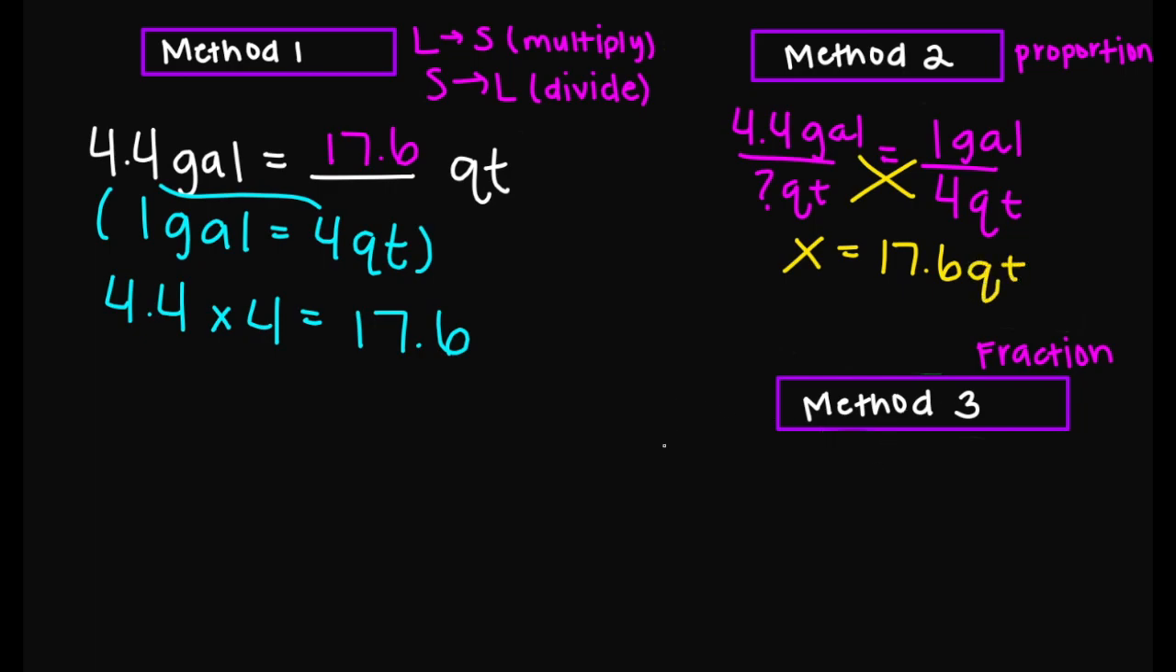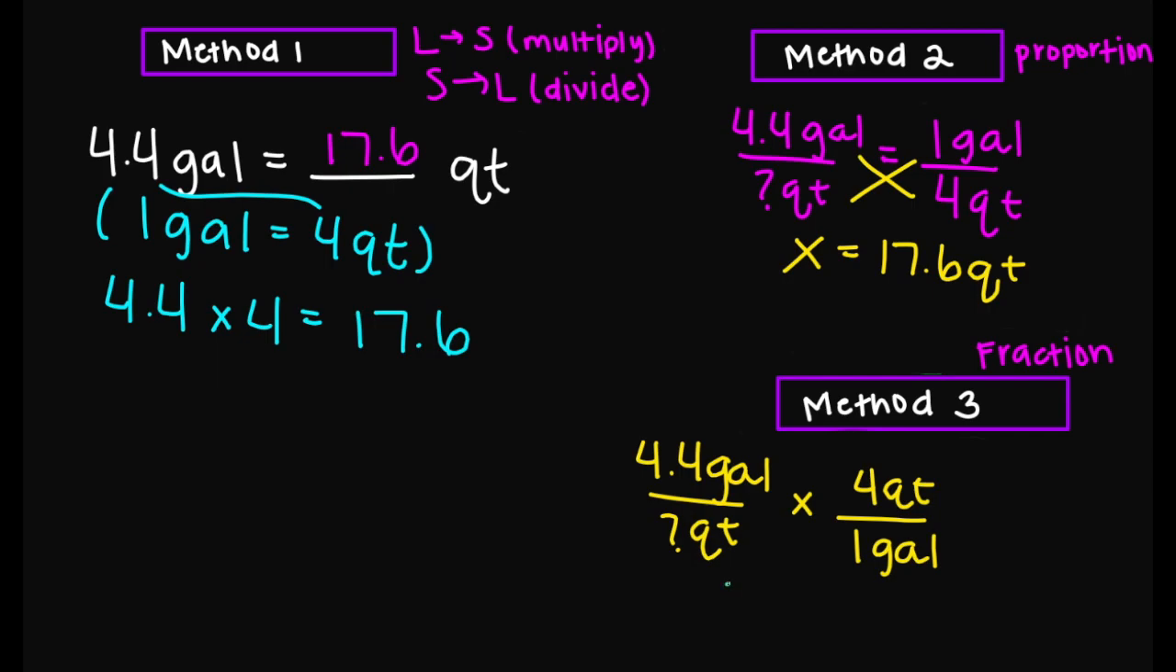Now let's look at method number 3. So we do 4.4 gallons here over, we do not know my quarts yet. We're trying to find that. And then my right side, we have 4 quarts, and then down here, we have 1 gallon. So I'm going to multiply across. So 4.4 times 4 is going to be 17.6 as well. So your final answer here is 17.6. So remember, your units here are going to cancel out, so you're just going to multiply across. You're going to do 4.4 times 4.